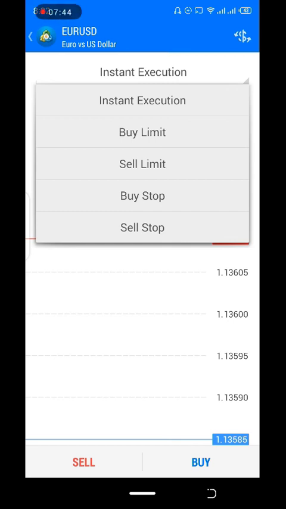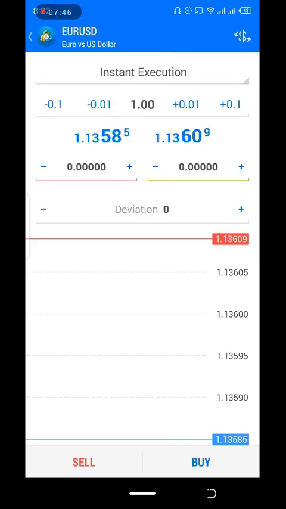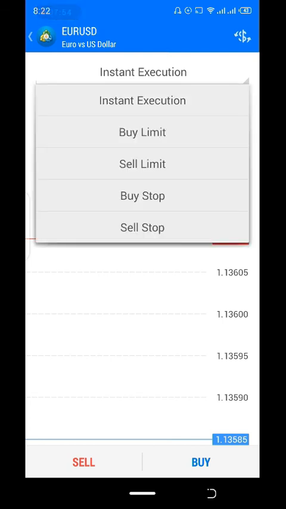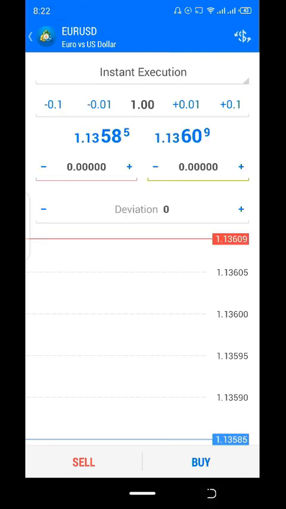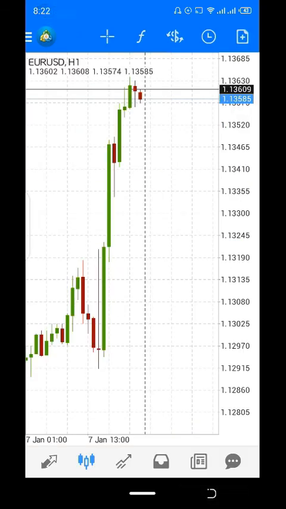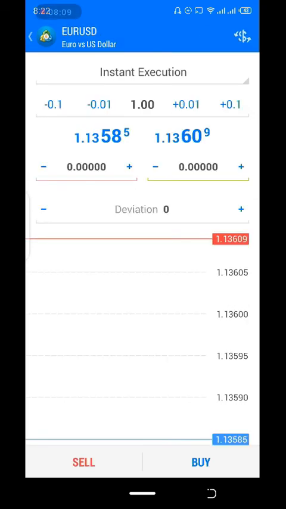So this is also a brief explanation. I hope you understand, but if you don't, I'm gonna show you in the next video practically how you're gonna make use of buy limit, sell limit, buy stop, sell stop, and how you're gonna execute a trade. But we are on the weekend right now, so I'm not gonna be able to execute any trade.